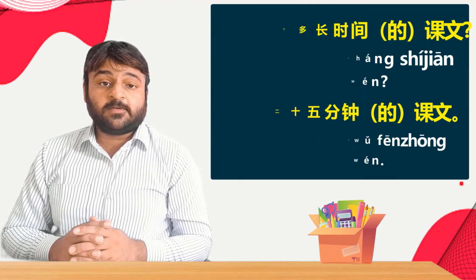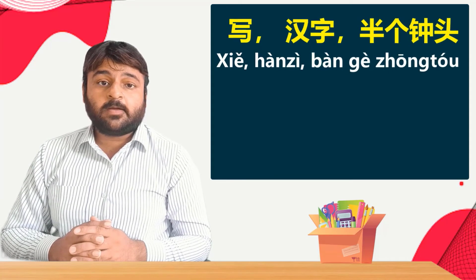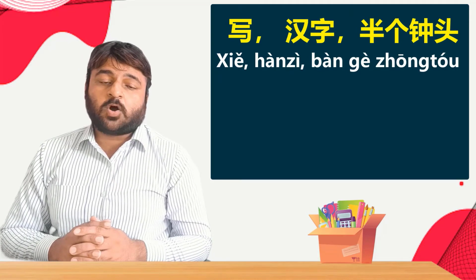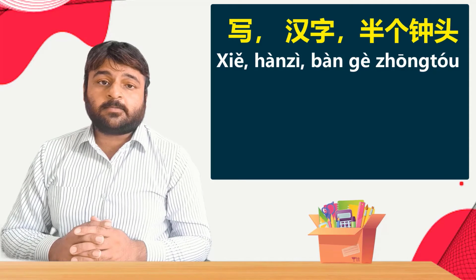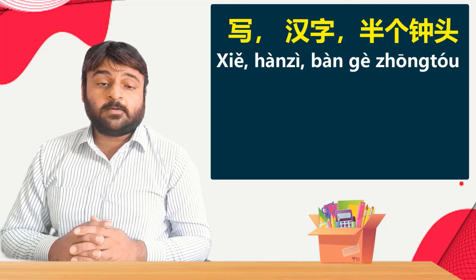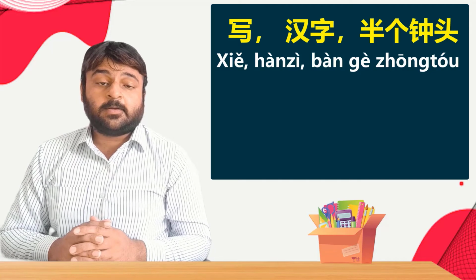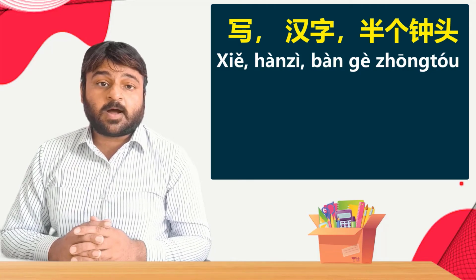Moving on to the words in the box to make suitable replacements. Let us read the following words. 写, to write. 汉字, Chinese character. 半个钟头, half an hour. Replace these words to make a new sentence. How long did you write Chinese characters? I wrote Chinese characters for half an hour.